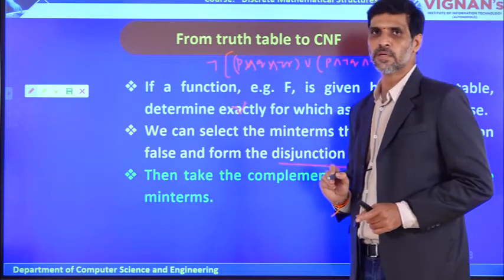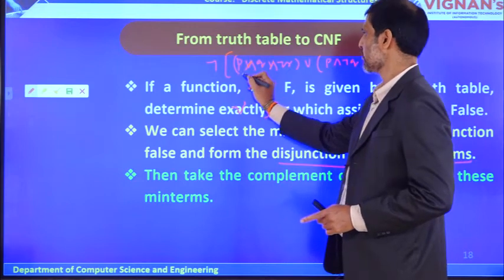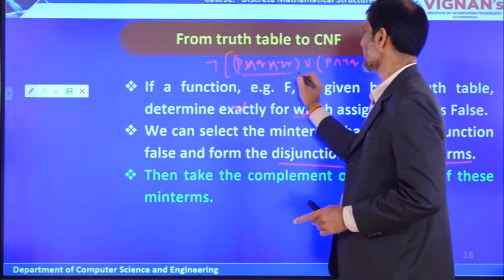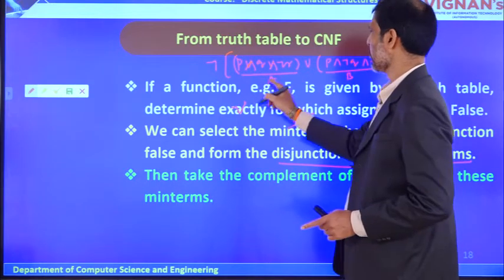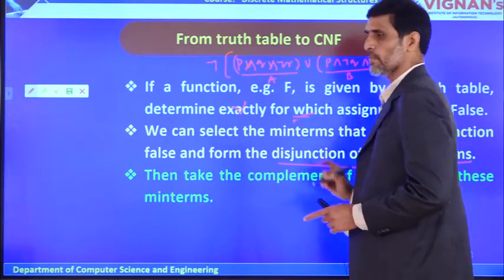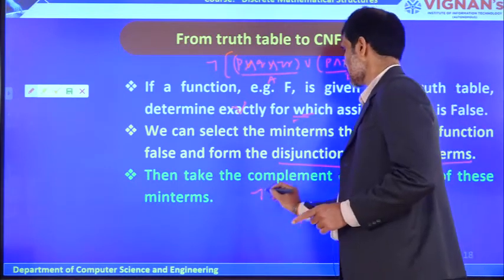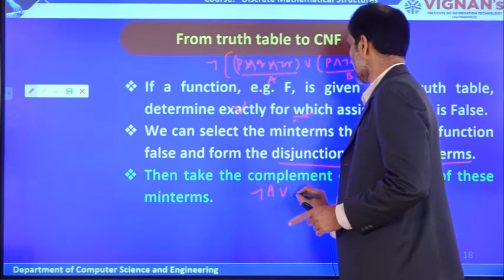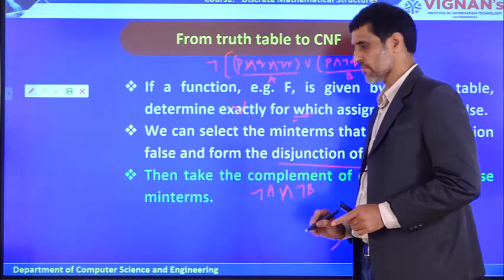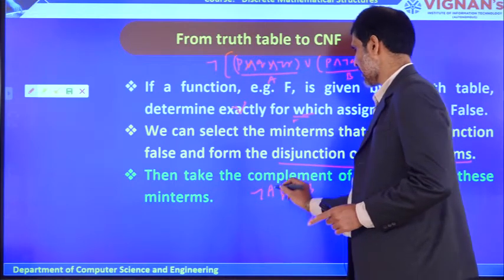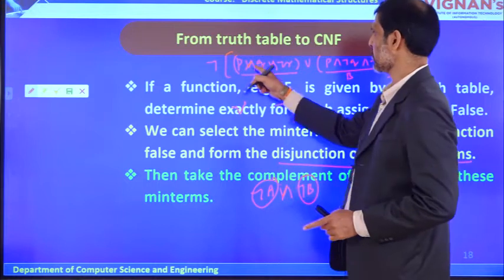That will give you what? The CNF. Why? Because the negation of it is given in the form of, let us take, if this is A and this is B, negation of A or B. By De Morgan's law, how do we write this? Negation of A and negation of B. Again you have to take negation of A and negation of B, the negation of this form.